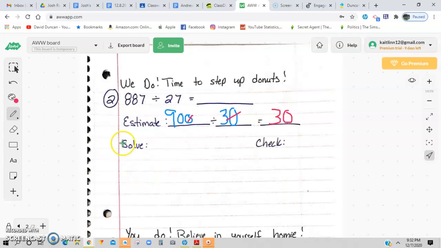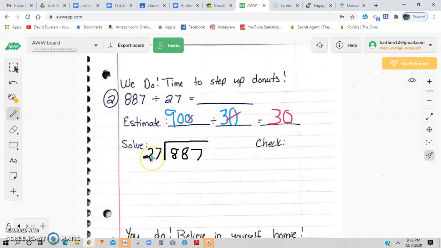All right, so we're going to go in and we are going to solve this division problem. So in this case, I have 887 divided by 27. So I'm going to make my little house right here. I'm going to have 27 outside of my house and 887 inside of it. All right. Now we're going to go through and do some of our multiplication.